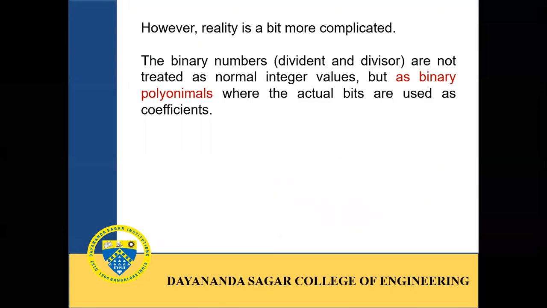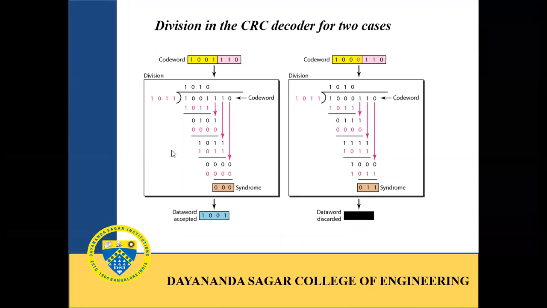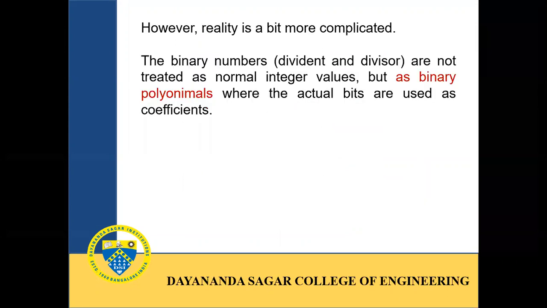And usually the input data is not divided by another divisor as plain numbers. It's actually represented in another way. It's represented using a polynomial. So the dividend and the divisor are not treated as normal integer values, but as binary polynomials.